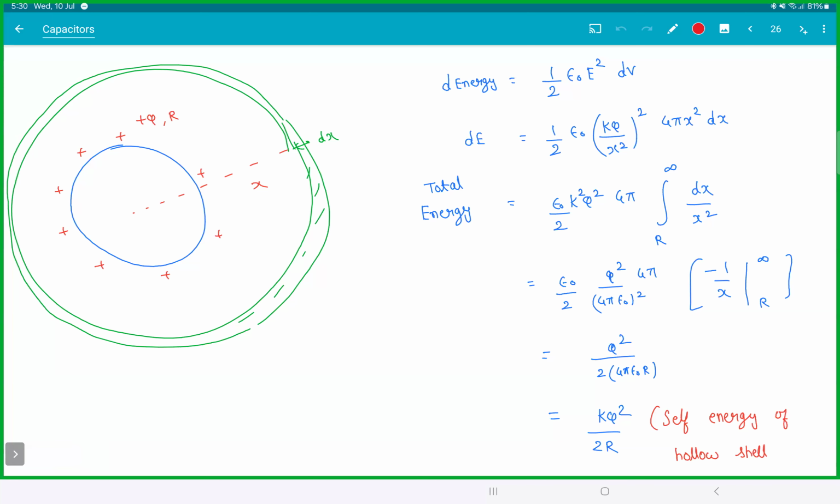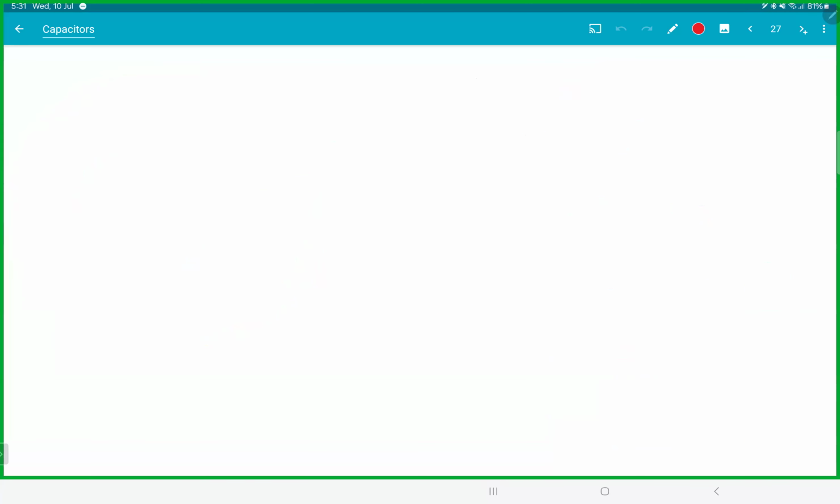Yep, cams on everyone. Let's start off. So last class we were doing the energy density. Great. Others, cams on?